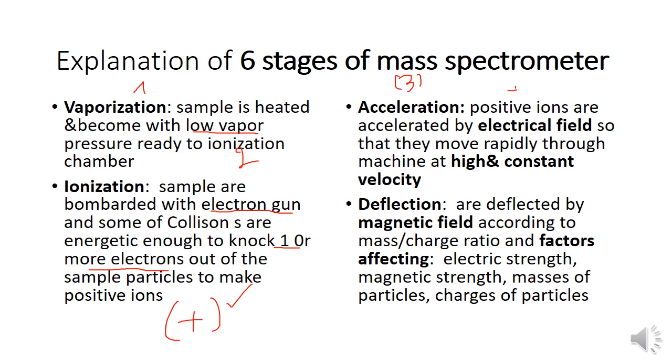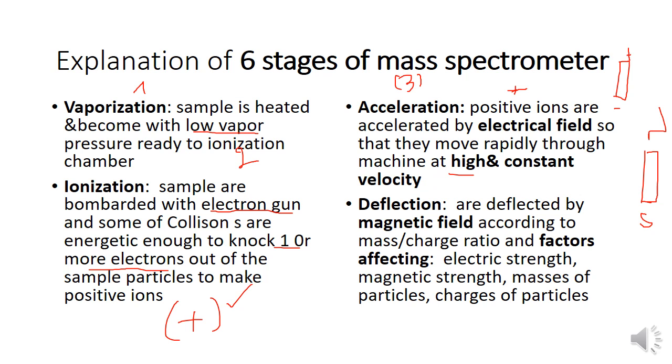The positive ions are accelerated by the electrical field. You know, an electrical field has positive and negative, whereas a magnetic field has north and south, as you studied in physics. Then here in the acceleration chamber, the positive ions are accelerated by the electric field so that they move rapidly at high and constant velocity. This is what will happen in the ionization chamber.